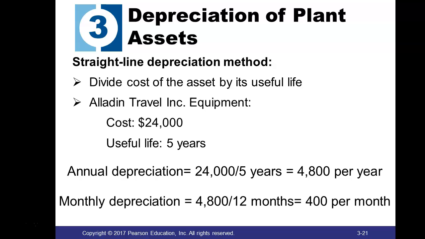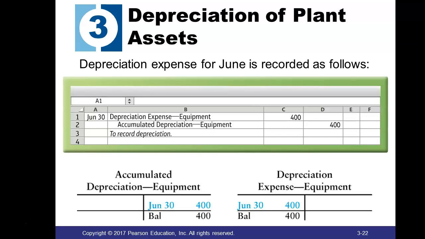Well, we don't have a salvage value for this asset, it appears. So if we take our cost of $24,000 and we divide it by 5 years, we get $4,800 annually, or 12 months. Well, we have to find out what the monthly depreciation is, and all we need to do is divide it by 12 months. So we know $400 per month is going to be the monthly depreciation for this asset.